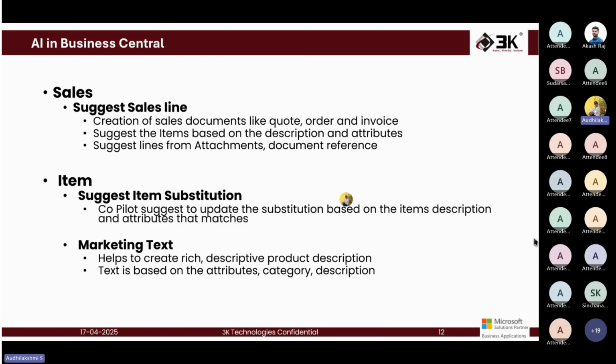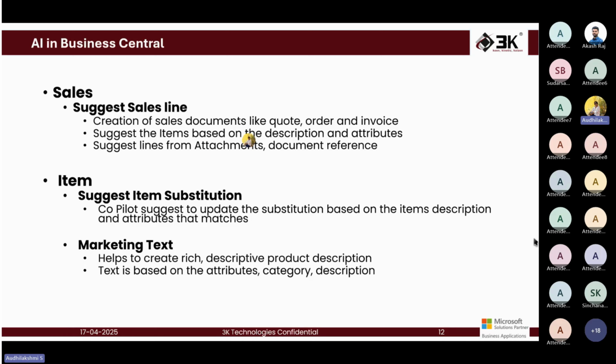The next one is with respect to sales lines, where we have a function called suggest sales lines. Obviously, we will get inquiries, either with respect to a sales order or a sales quotation. We'll get the inquiry on a chat, Teams, or email, based upon which my sales order or sales quotation has to be created. So through this, I can create the document with a natural prompt, where I just type in what they have given.